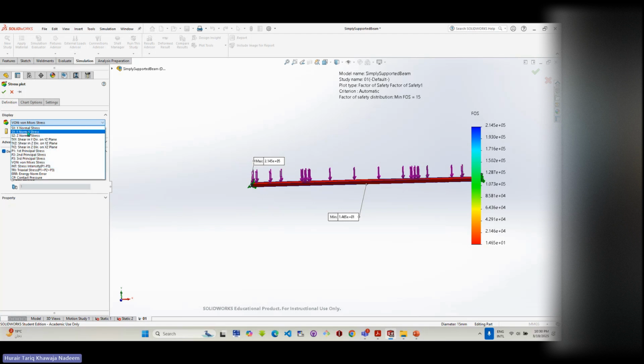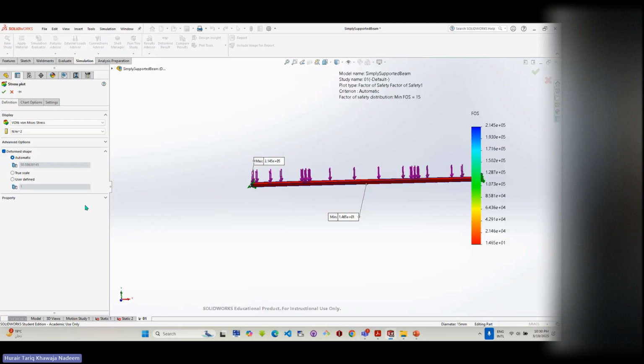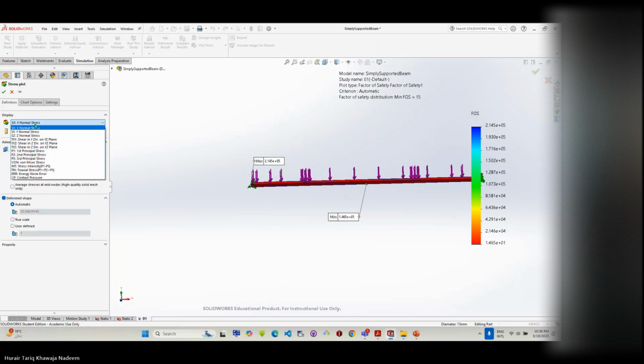So what type of stress do we need? What is this stress? S max. What is going to be this stress? Who is going to tell me? Which one over here? This is the X direction, isn't it? This one, the first one. Why? Because my stress is along the X direction. Okay, normal stress in the X direction. It's not shear stress, it's normal stress.